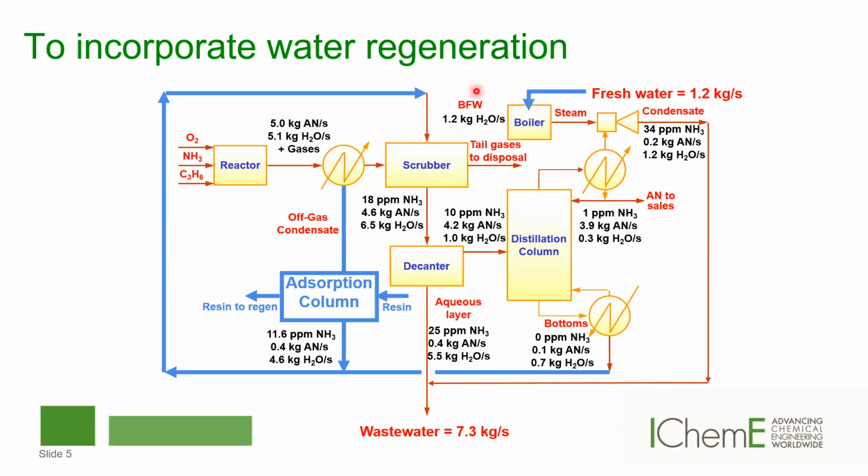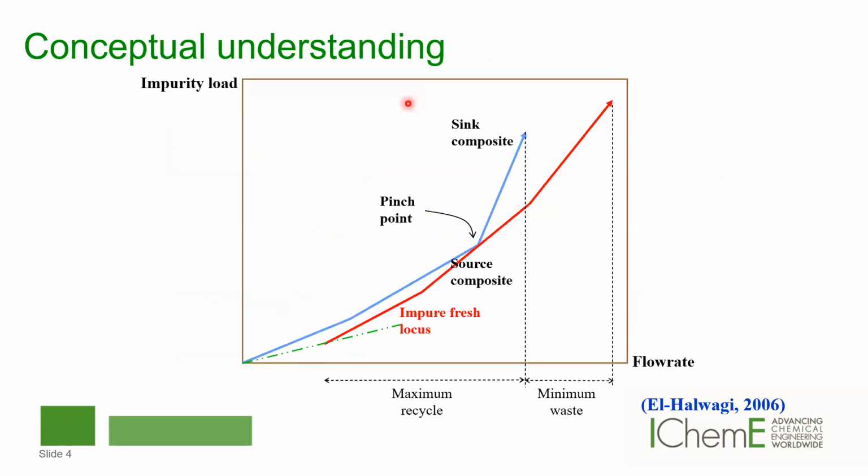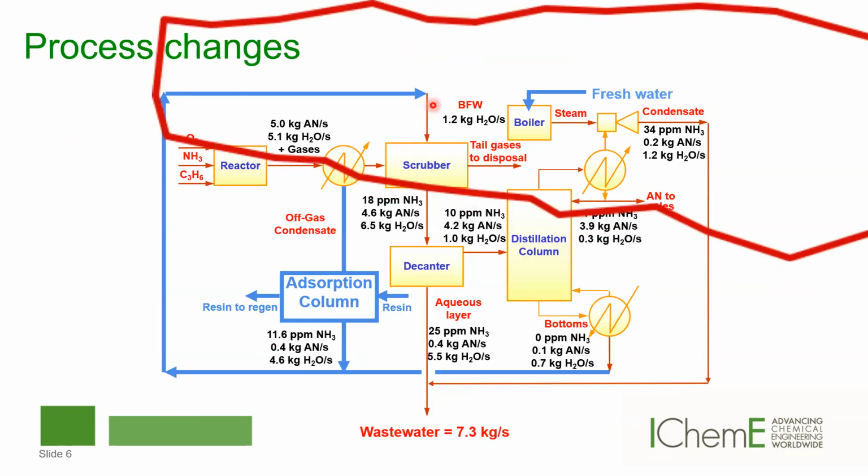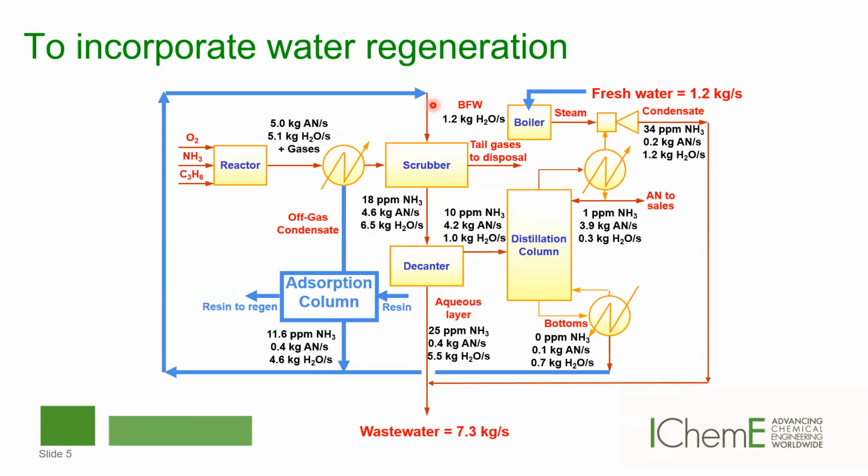So I'll just go back to the previous slide so you can see that before we had a freshwater stream also going to the scrubber, but because of regeneration, we're able to fulfill the requirement of 6 kilograms of water per second. Okay.